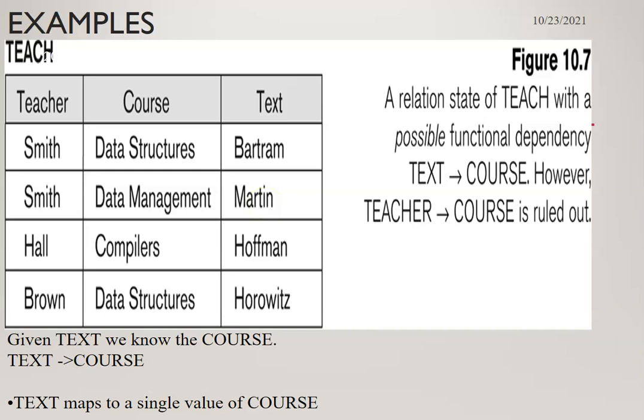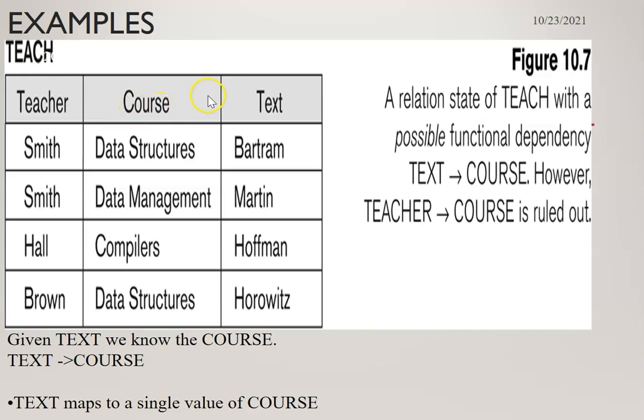So in this case, the text determines the teacher, because one value of text corresponds to exactly one value of the teacher. But one value of the teacher can correspond to different values of the text. So implying that the text determines the teacher.